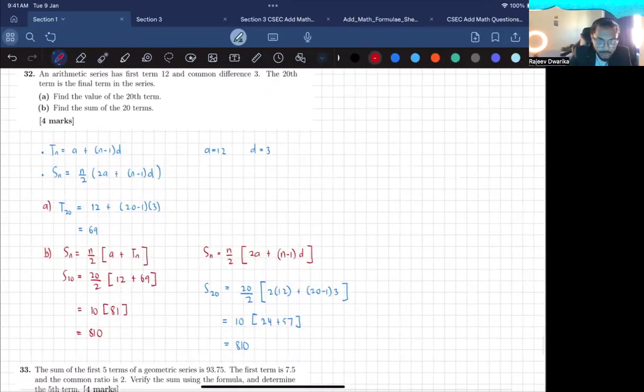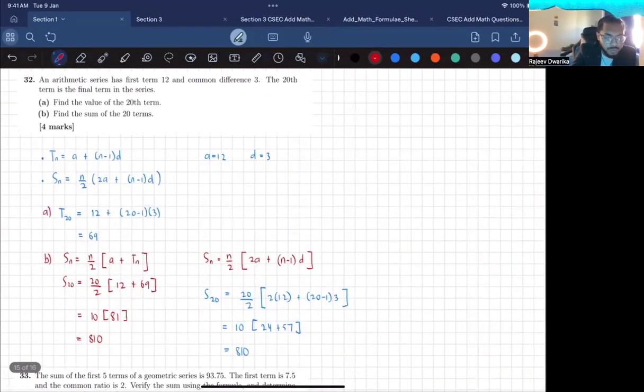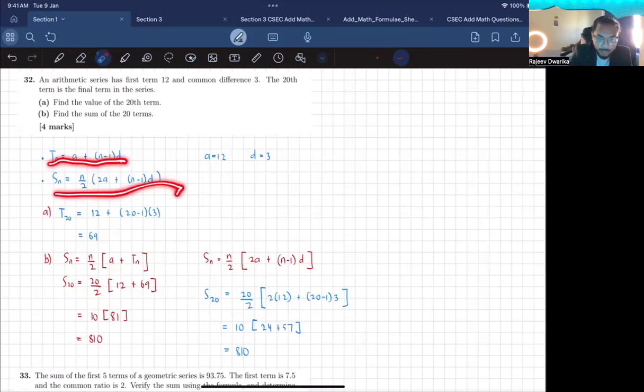Is anybody confused at all? Javon, tell me if you're confused. No, sir, I'm good. So Javon, anytime you read a question and it says what the series is, I want you to immediately write down the formulas associated. With an AP, you have the T of n formula and the S of n formula. That's about it. Write down the formulas and know you will have to use one of them.